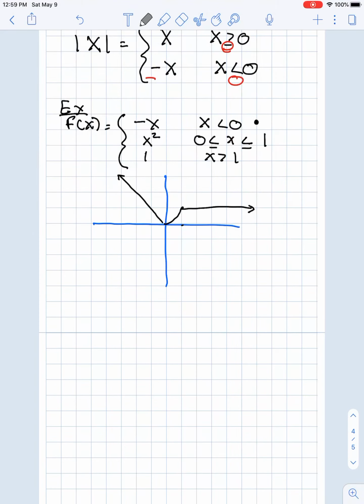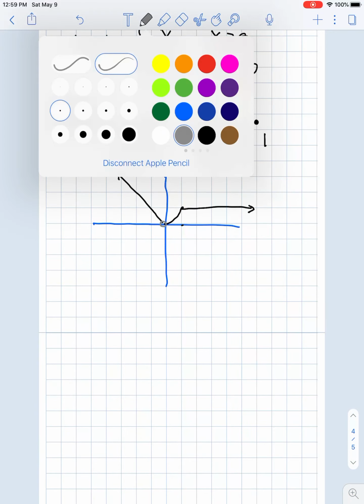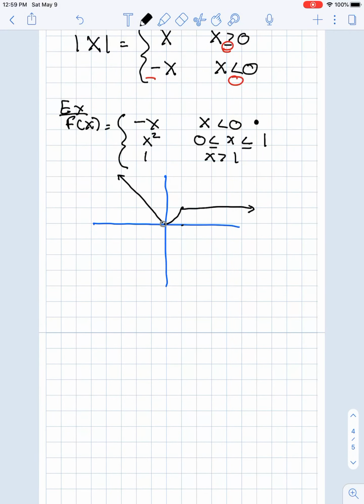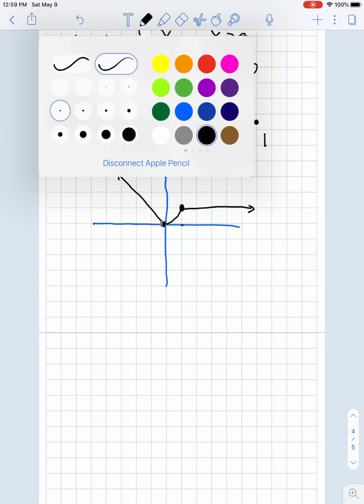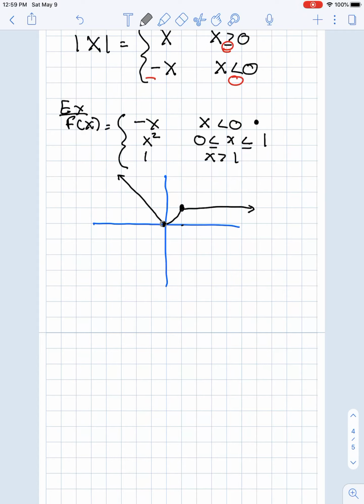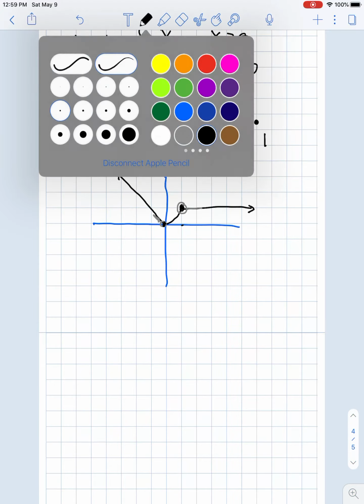When I have negative x, when x is greater than 0, I'm not including 0. So I would draw an open circle. And then from x squared, from 0 to 1, well, that's already 0, so that fills that hole back in, and it fills in a hole right here as well. X greater than 1, there's going to be an open hole, and then continue on, and so on.